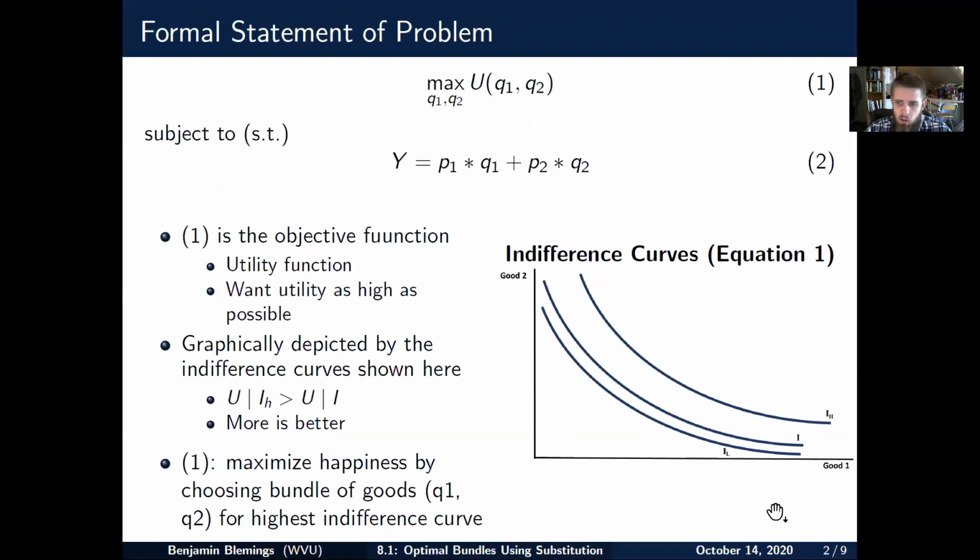And so we know that I_H is going to have more utility than I no subscript, because we know that more is better, that a larger amount of good 1 and good 2 is going to be preferred to a lesser amount of good 1 and good 2. And on the points of indifference curve H, there's more of a combination of good 1 and good 2. And so we're trying to reach the farthest indifference curve away from the origin so that we can be as happy as possible, right? So we would take indifference curve infinity if we could reach it.